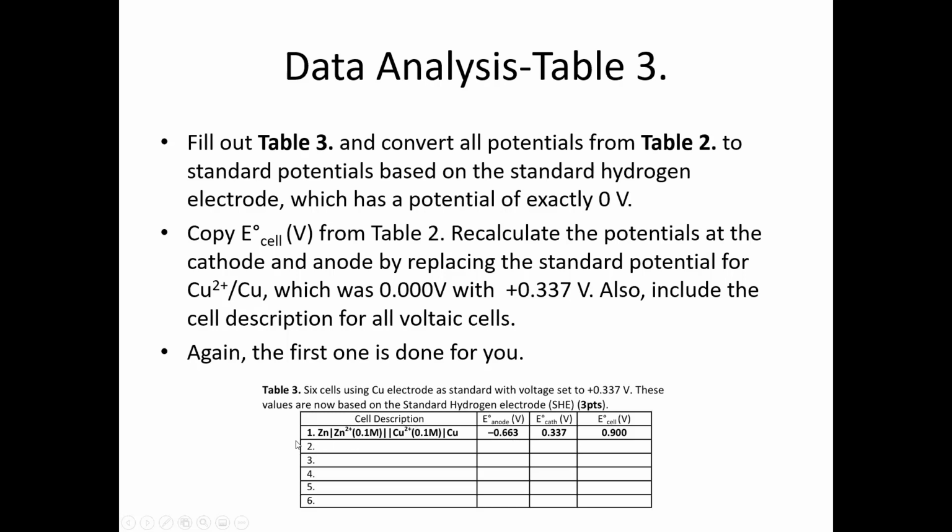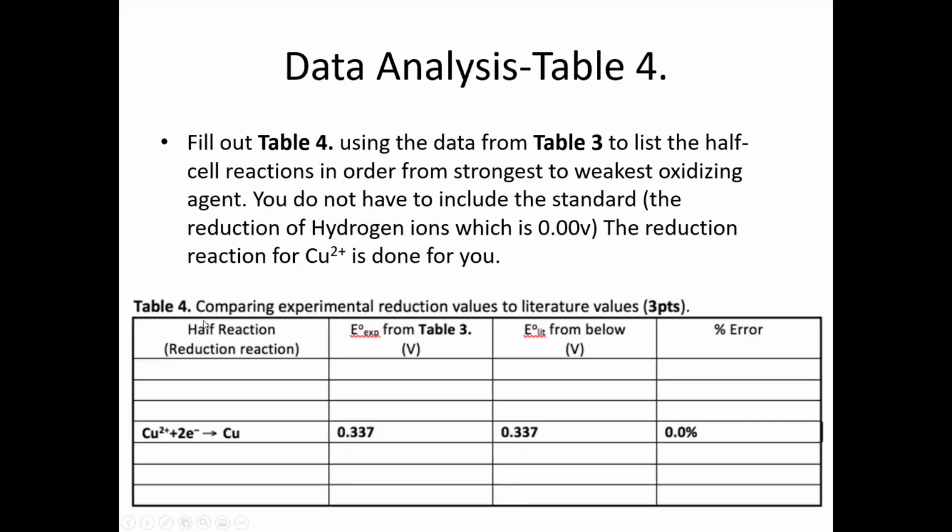The first one is done. You'll calculate through reactions 2 to 6. Data table 4 will use the data we calculated from table 3. So we identify the half reactions and list the reactions in order from strongest to weakest oxidizing agent. You will be provided with literature values, and you will make a comparison and find out the percentage error.